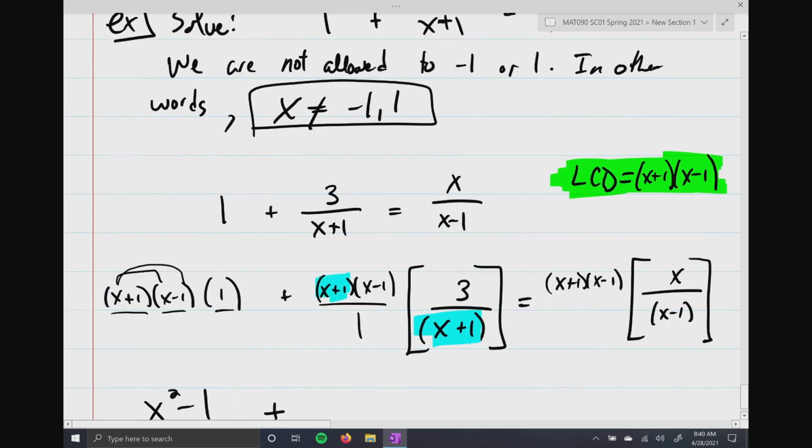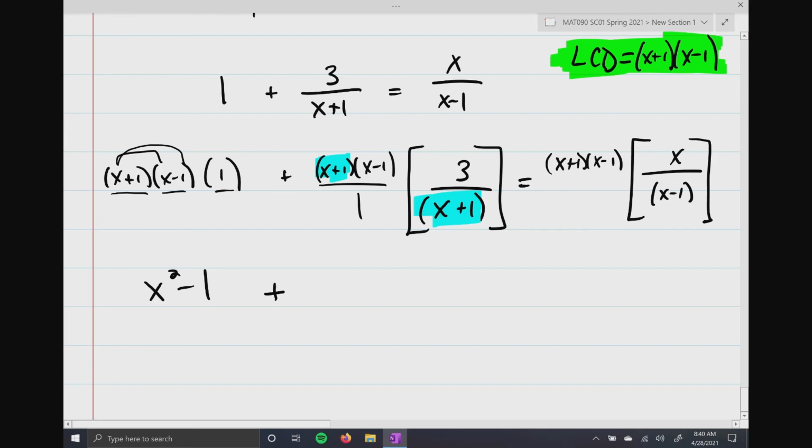Okay. Now, what happens to the x plus 1 in the numerator and the x plus 1 in the denominator? They cancel each other out. Now, technically, I don't like the word cancel. I like the word reduce. So they reduce. You scratch them out. You write whatever is left over. So tell me what's left over. 3 times x minus 1. There it is. 3 times x minus 1.